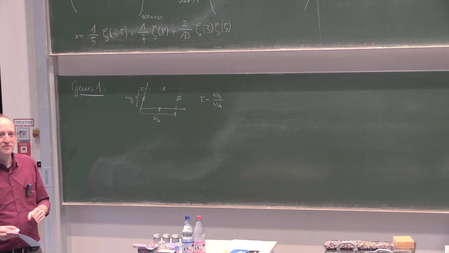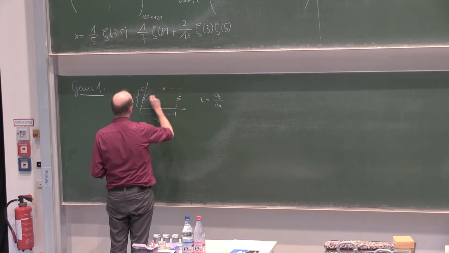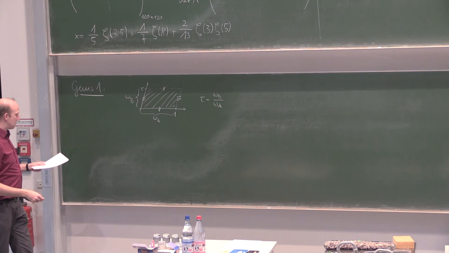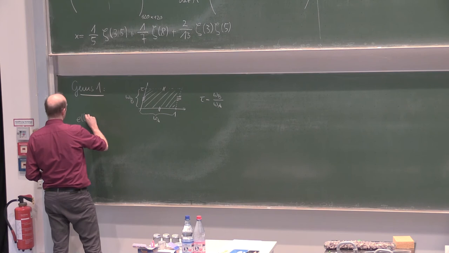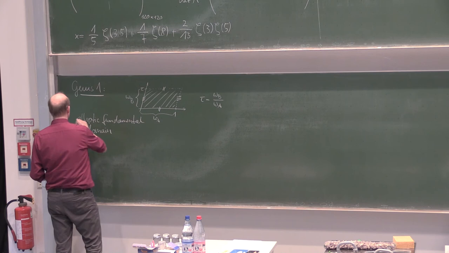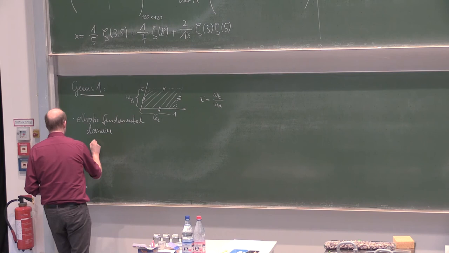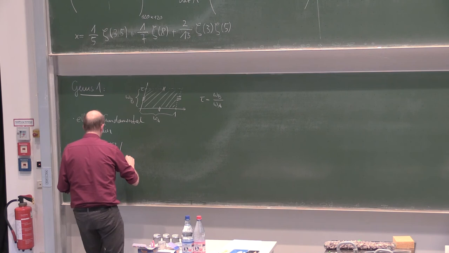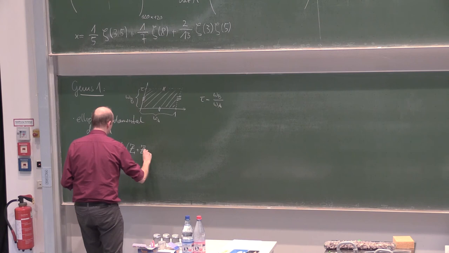So the area here will be mapped to the torus. And now, let's make that a little more precise. So we are having here the so-called elliptic fundamental domain. And whenever there is a fundamental domain, you have some kind of lattice. And the lattice we are considering is the lattice for the elliptic curve E, which is the complex plane divided by the lattice Z plus Z tau.